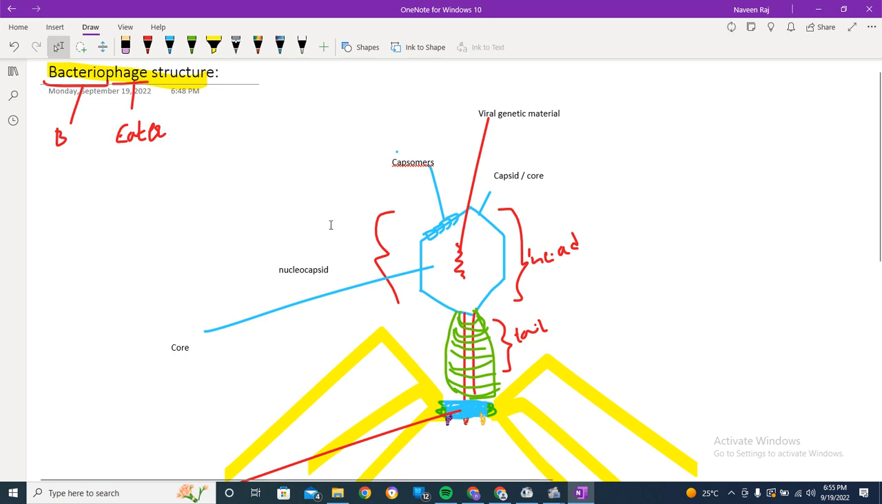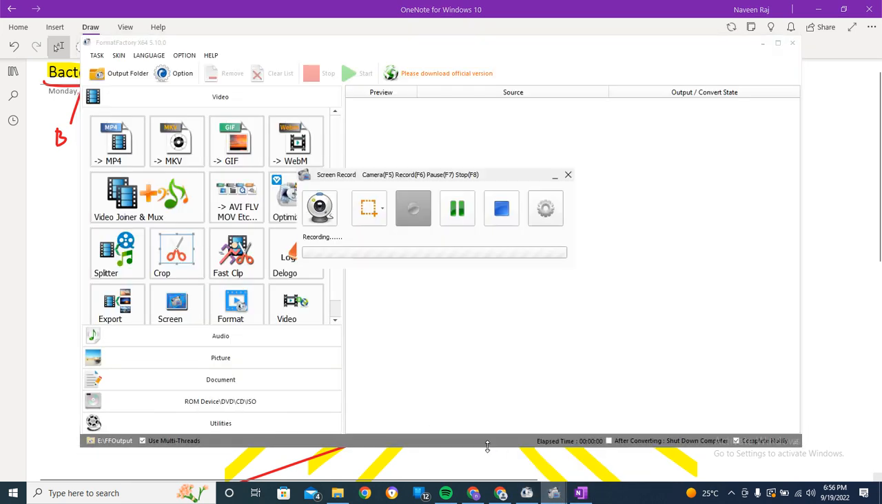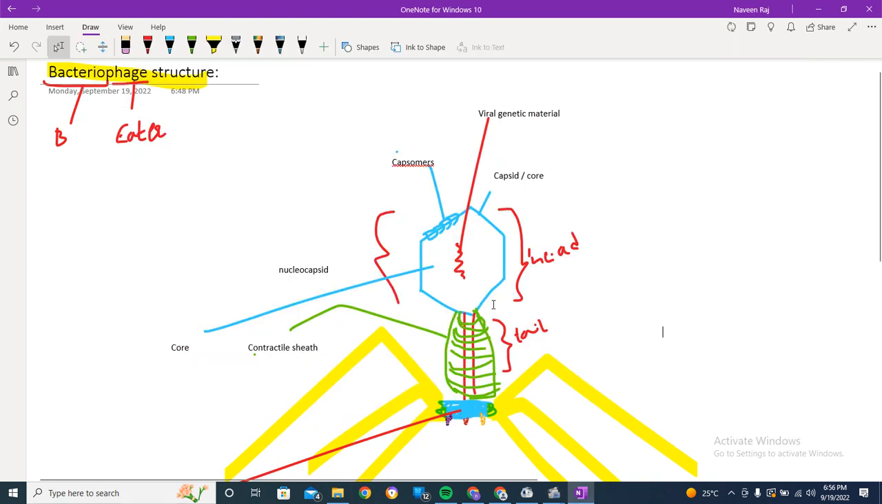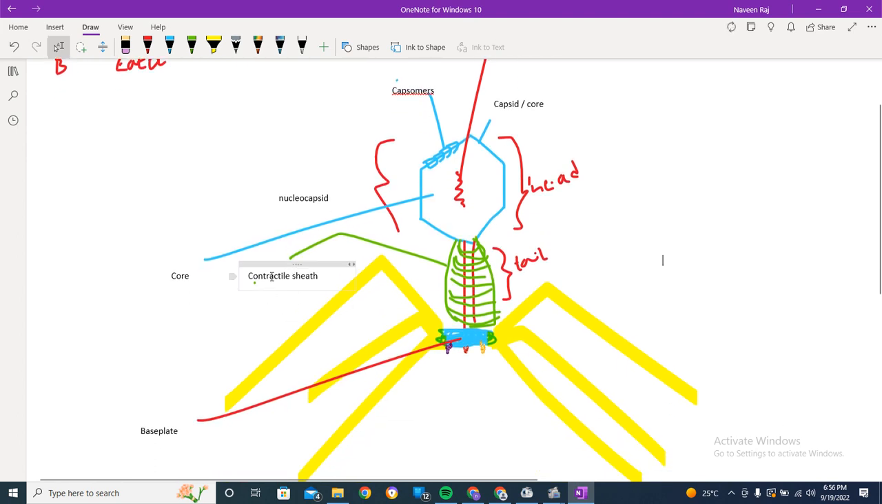This is the tail, the green part, and the tail consists of the contractile sheath. In the next video, looking into this will be helpful for the lytic cycle, so we'll be looking into that. So this is the sheath. Here we are looking at the contractile sheath. It covers the tail tube, which is a hollow tube that allows the viral DNA, or viral genetic material, to pass into the host cell. So this is the contractile sheath. It is used in the lecture videos, and we'll be knowing it eventually, but right now we need to look into the tail tube.